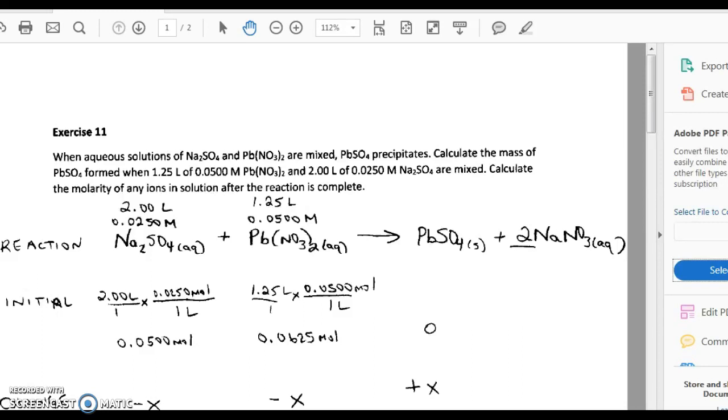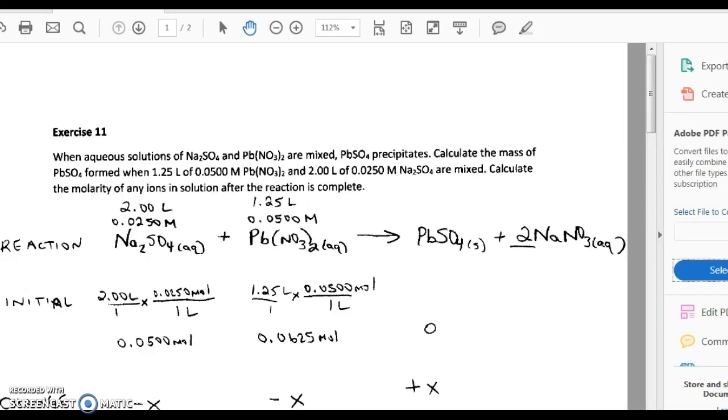and lead 2 nitrate being mixed to form a precipitate of lead 2 sulfate. So we want to know the mass of the lead 2 sulfate formed when we have 1.25 liters of 0.05 molarity lead nitrate and 2 liters of 0.025 molarity sodium sulfate. And we also want to calculate the molarity of any ions that are in solution after the reaction is complete.